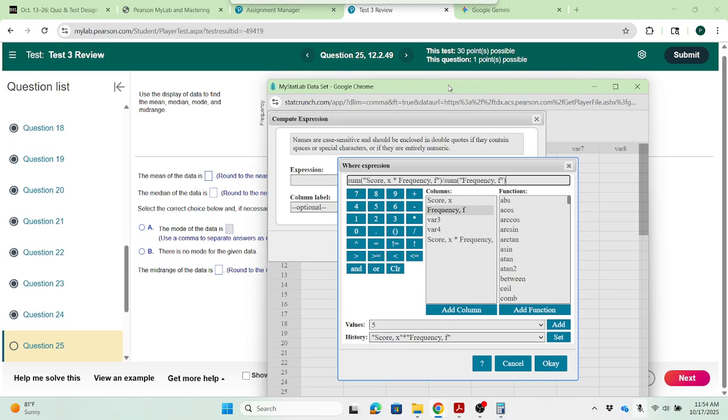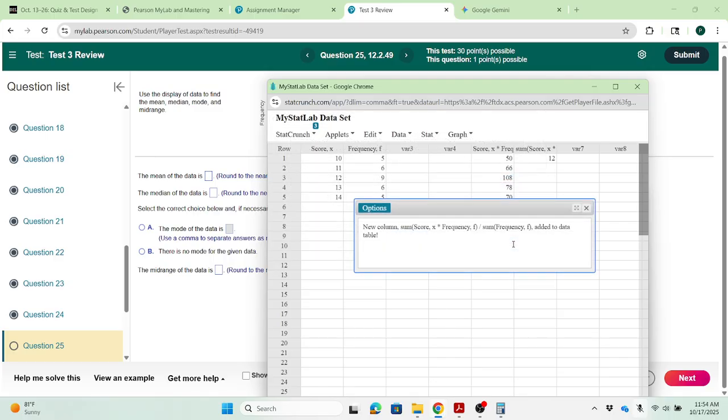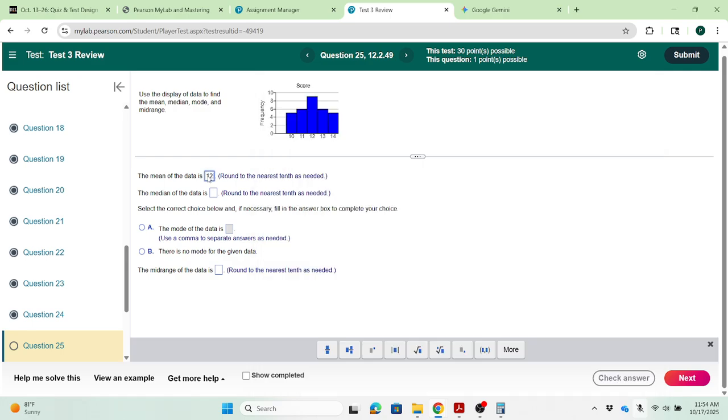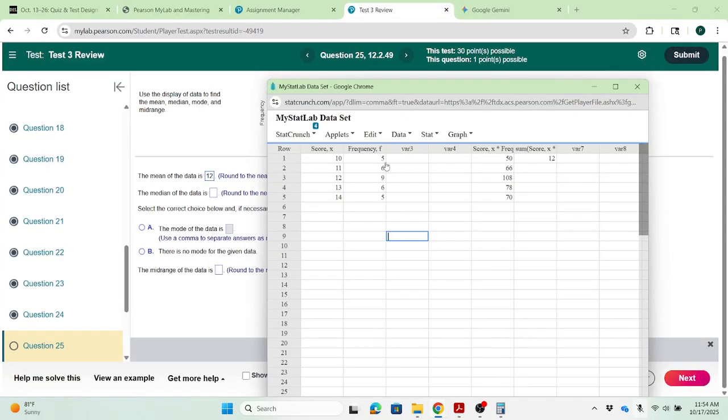Whenever I do that, it gives me the mean: the sum of this divided by the sum of the frequency, which is 12. The mean is 12. What about the median? The median is the middle one. If you arrange the data, how many data are there? 5 plus 6 is 11, plus 9 is 20, 26, and then 31. The median is the middle one, so it's the 16th data. 5 plus 6 is 11, and the rest of the data are 12. So 12 is the 16th data.